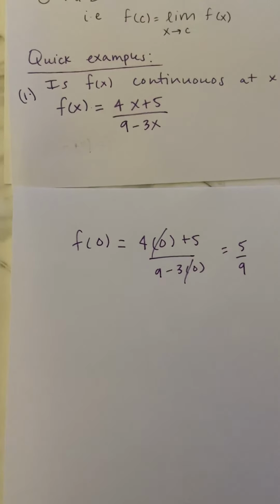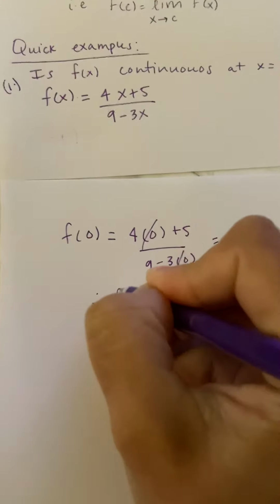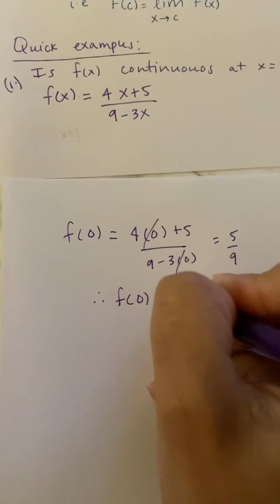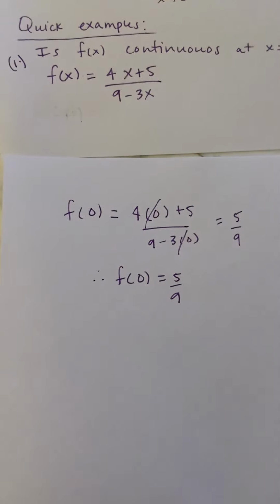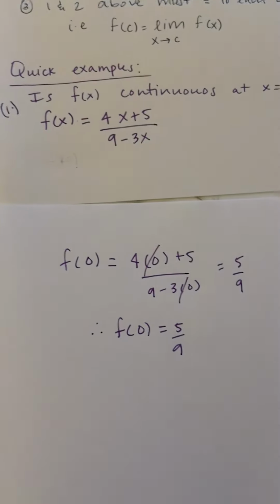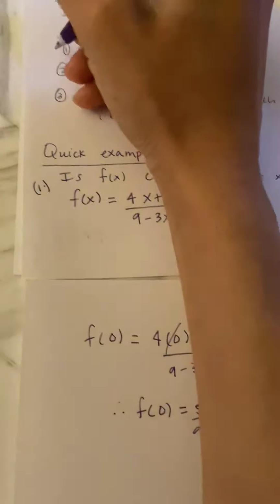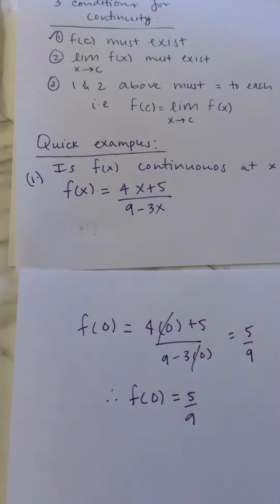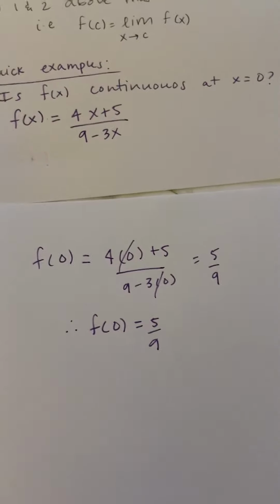Okay, so my function value is equal to 5 over 9. Okay, so that is the first condition. It does exist, so I'm going to write a little check here. Now, does the limit exist? Well, let's find the limit.